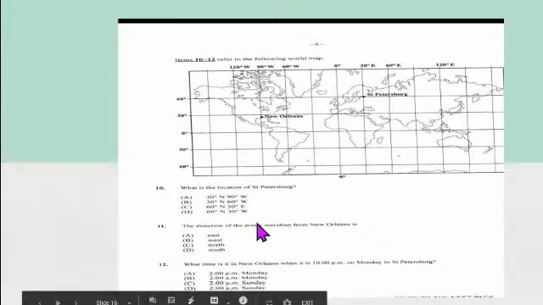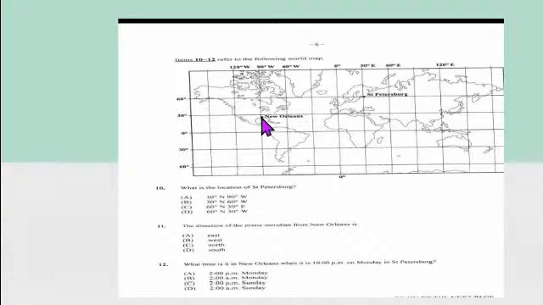All right, then we have number 11. The direction of the prime meridian from New Orleans is. So we have New Orleans here, and the prime meridian would have been this one. The direction of the prime meridian, right, from New Orleans. So we're starting from New Orleans to see what direction the prime meridian is in. So it is in this direction. So the prime meridian would have been east of New Orleans. Let me know if you understand that one. It can be a little tricky sometimes. So number 11 would have been letter A.